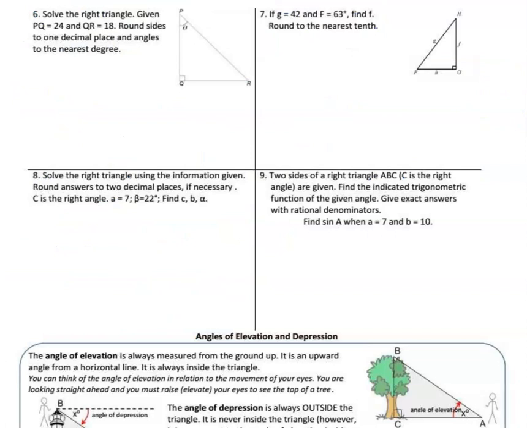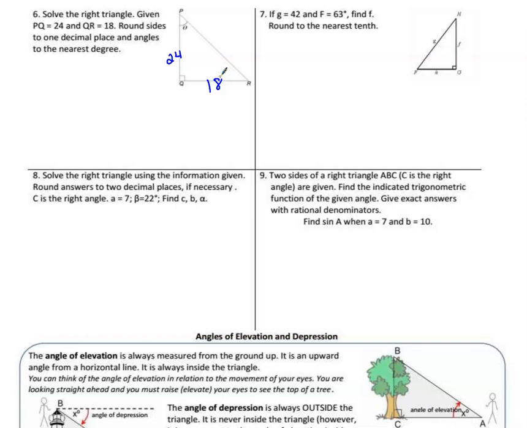So for number 6, it says solve the right triangle given PQ is 24 and QR is 18, and we're going to round the sides to 1 decimal place and the angles to the nearest tenth. So on this one, PQ is 24 and QR is 18, and we want to solve the triangle. That means we want all 3 sides and all 3 angles.